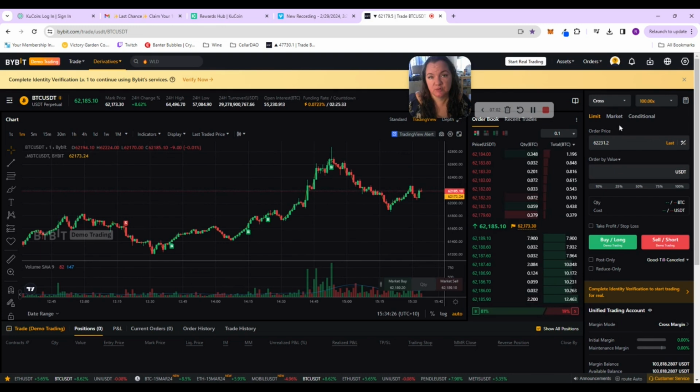Most of the time, because I'm a short-term trader, I use market orders. The difference between the two is that you will pay more fees if you're using market orders as opposed to a limit order.